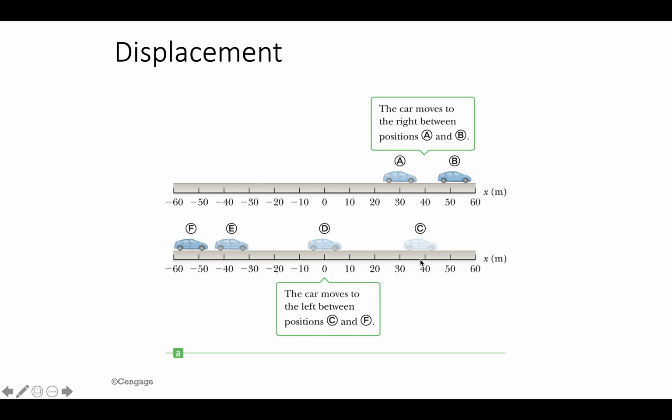Now, if in this case I go from point C to point F, my distance is going to be, I started at 38, I end up at minus 53, and so I'm going to go negative in displacement. I'm going to go negative 91 meters. In distance, I'm going to go 91 meters.